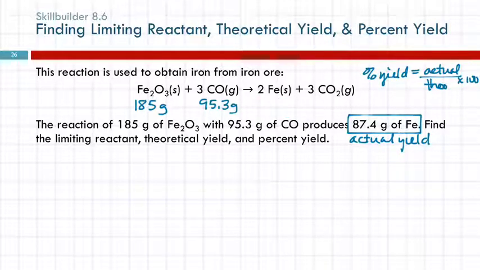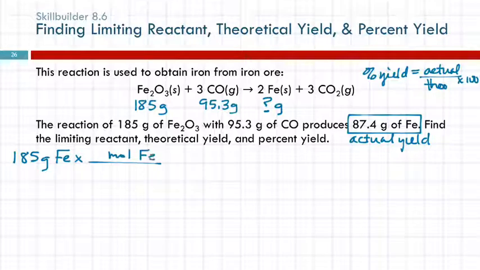And what I'm trying to find is the theoretical yield, grams of iron, if everything went perfectly. This is saying how much was actually made. So we're going to do those same two calculations, grams to moles to moles to grams. So 185 grams of iron to moles of iron. No, stop me when I do that. I had my iPad zoomed in and I just saw Fe.